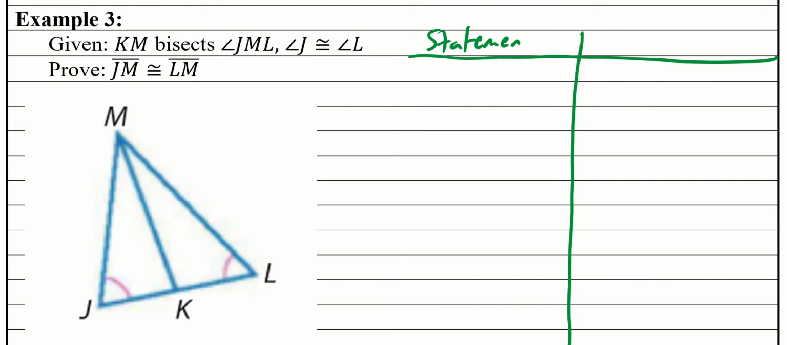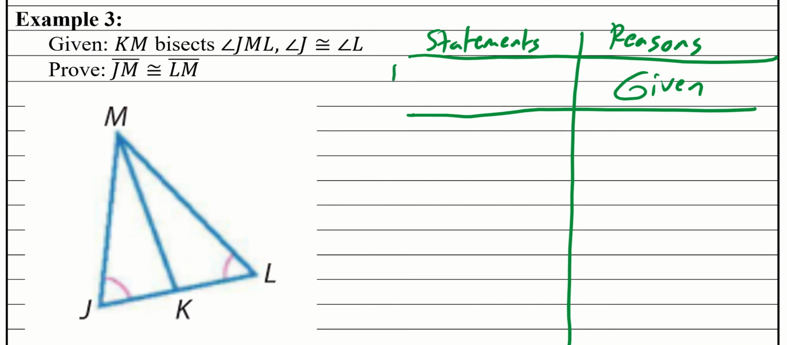So we have statements and reasons here. Okay, and we're told a couple different things in our given. So we'll go ahead and say given. We're told KM bisects angle JML. And then we're also told angle J is congruent to angle L. Okay, simple enough, just copying all that down. And the good news is that first piece, J and L being congruent, is marked for us already. So you want to make sure you mark that on your diagram if you haven't already. If I want to work through this proof, it's the same two questions every single time.